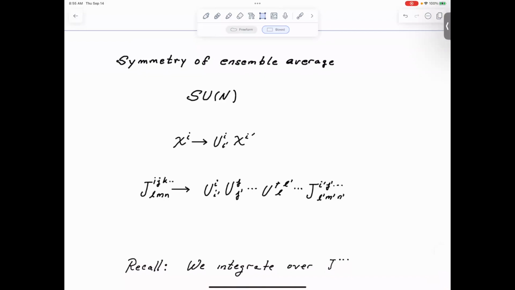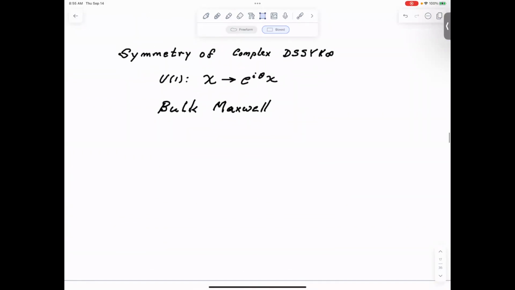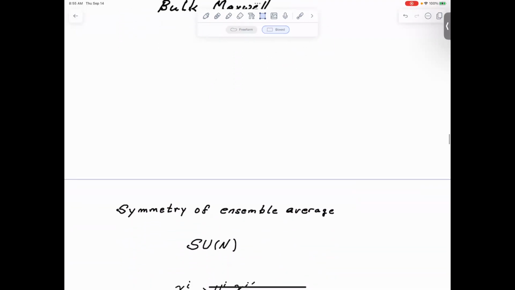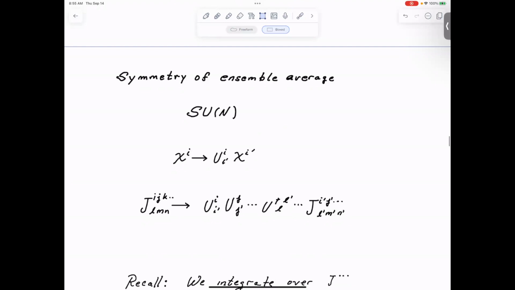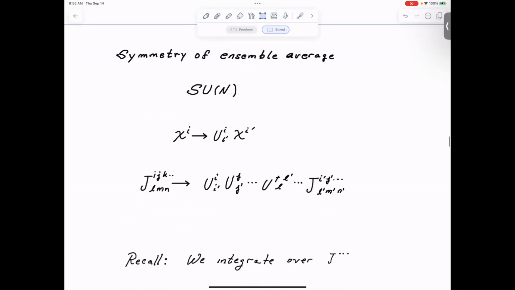There is also another symmetry. This symmetry here is an ordinary symmetry. Every single instance of the ensemble has that symmetry. On the other hand, there is a symmetry of the ensemble average theory. And I'm going to think of the ensemble average theory as itself a theory where you integrate over the J's. The symmetry of that theory is SU(N), where N is the number of fermion species.